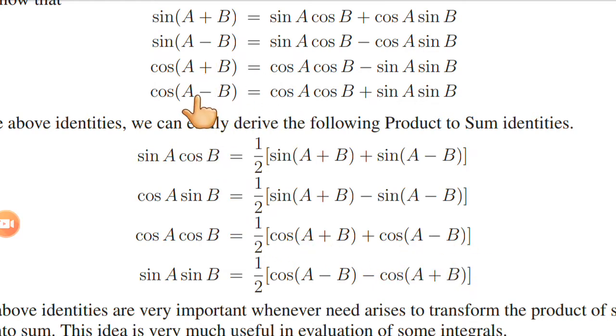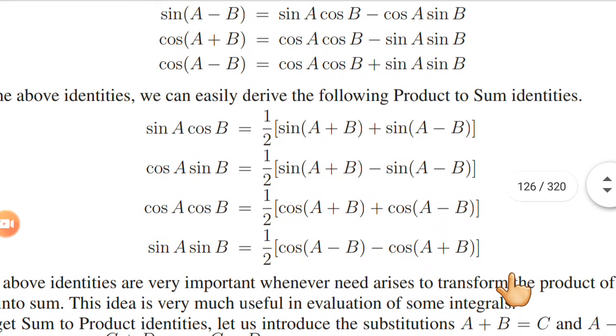When we subtract, let us take the fourth identity first: cos of a minus b minus cos of a plus b. So these two will get cancelled. Cos a cos b minus cos a cos b will get cancelled. 2 sin a sin b, and this 2 is here in the denominator. Therefore we have sin a sin b is equal to half of cos of a minus b minus cos of a plus b. These are all very essential identities we use in the exercise problems.